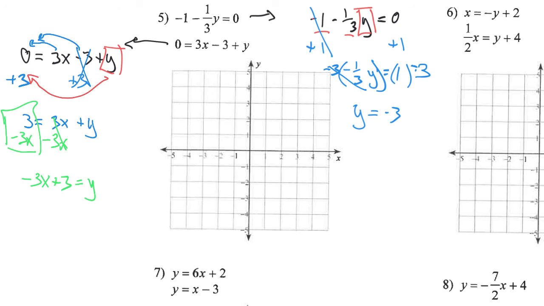I can rewrite this if you need to see it the other way, and just put the equals on the other side, right? So there, I got it solved. Now I can graph it.